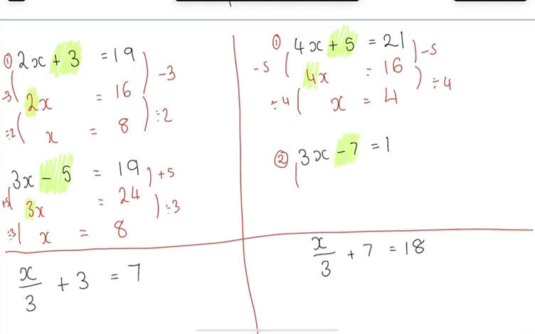Now for this second one, again, you need to make sure you're getting rid of this 7 first, because that's the last thing we do. So it's the first thing we're going to get rid of. Now the opposite of taking away 7 is to add 7. And then we're going to divide by 3 to get rid of this 3.